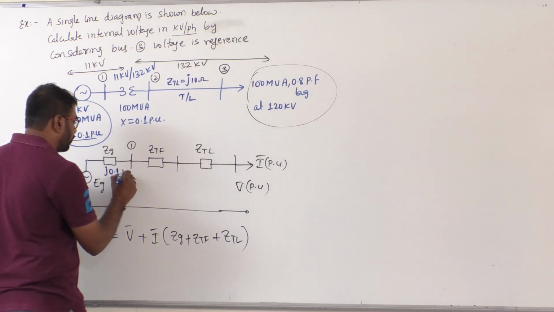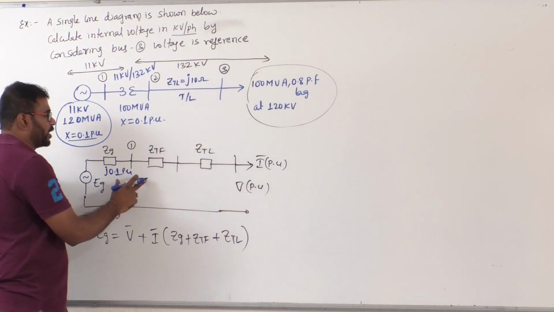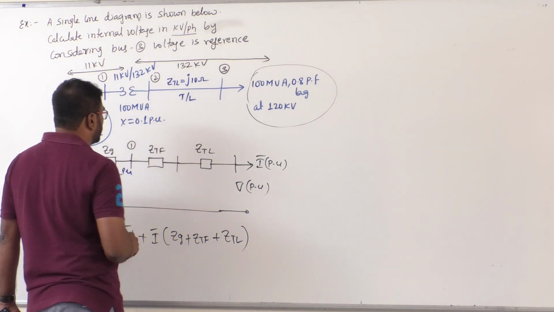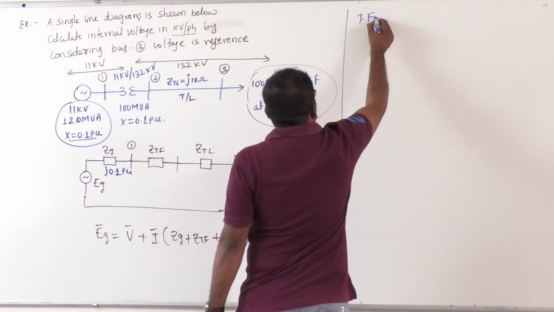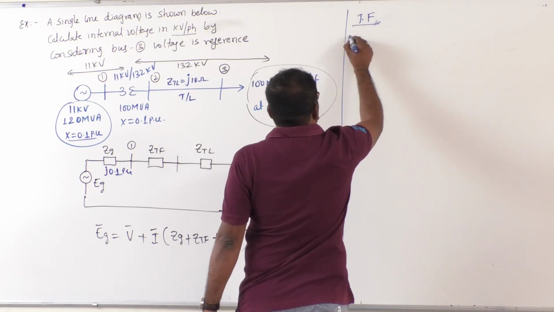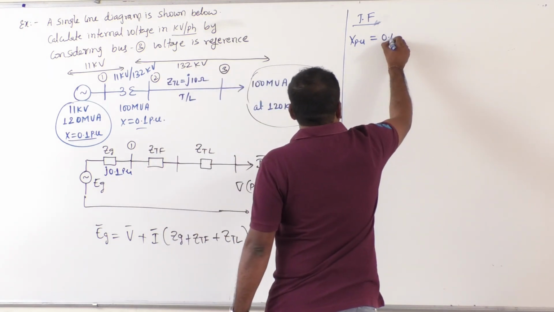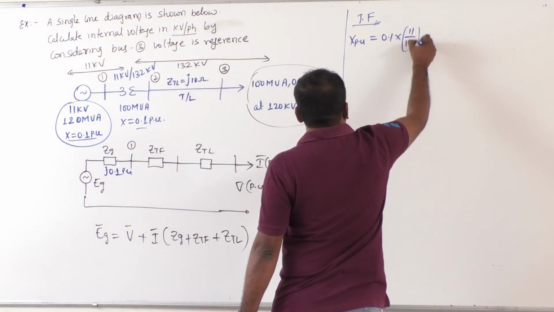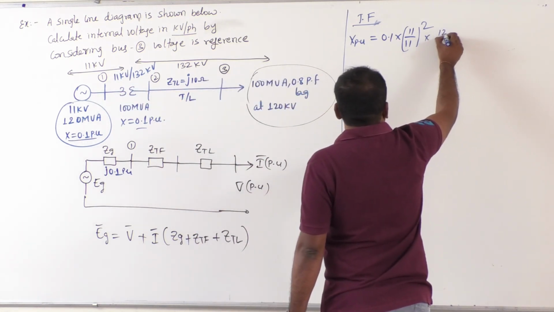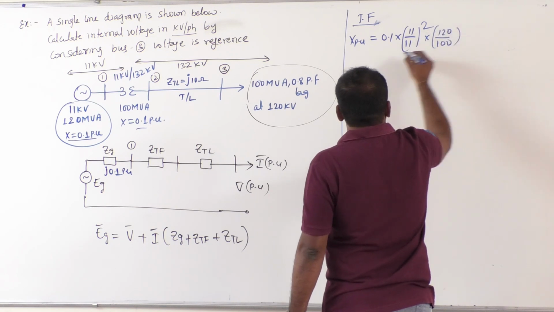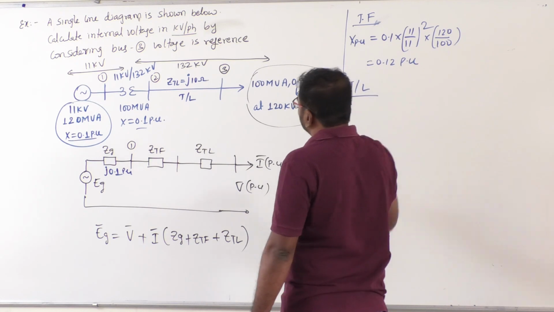Fine. Coming to the transformer. What is the X per unit new for the transformer? Directly I am substituting, sir. X per unit new for a transformer: X per unit old is 0.1, kVb old is 11, kVb new also 11, check sir, on the low voltage side. Then MVAB new is 120, MVAB old is 100. So we get 0.12 per unit. That is for the transformer.